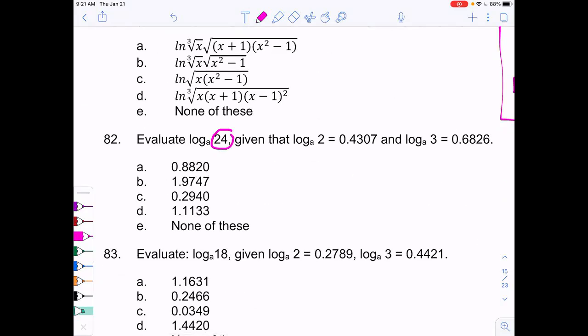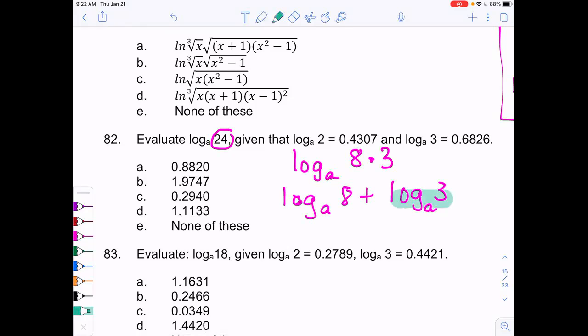So essentially, I need to try and pull this apart and expand it. So 24 can be written as 8 times 3. That makes 24. Well, with properties of logs, if I'm multiplying, I can expand it into addition. So right here, the log base A of 3, I now know that number is 0.6826.